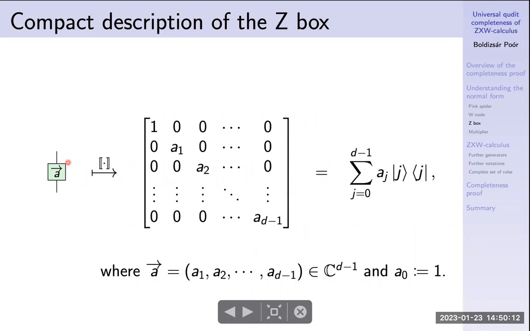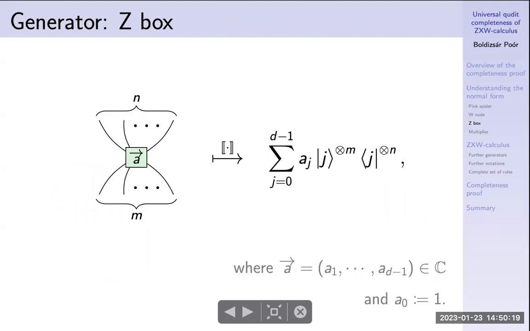But this is still just a one input, one output Z box. In general, we have n legs and n plus m legs, right? Inputs and outputs. And just like in the ZX case, with the Z spider, we have these computational basis states m times and n times, corresponding to the number of inputs and outputs. All right.